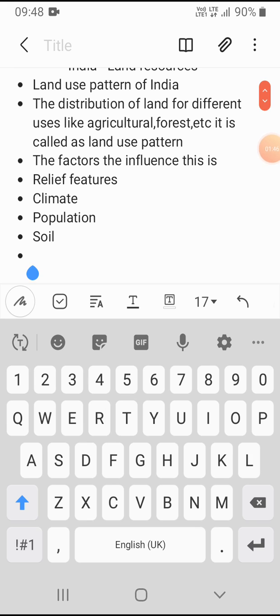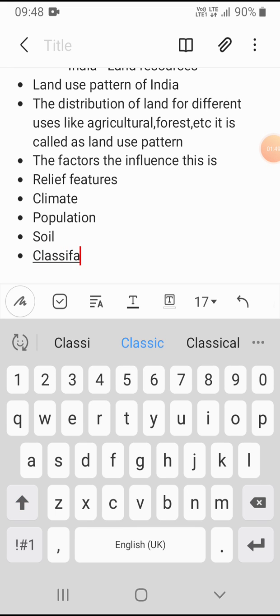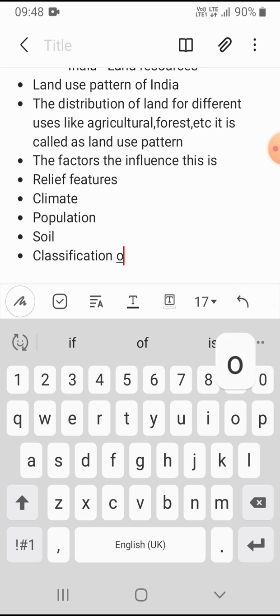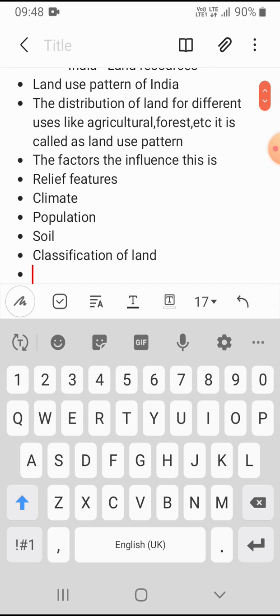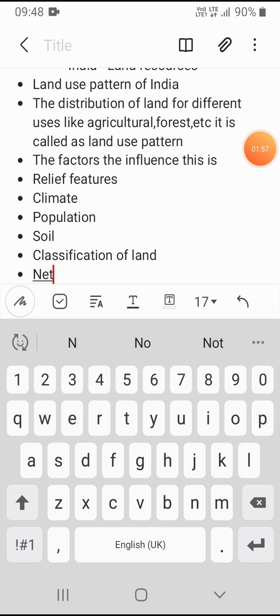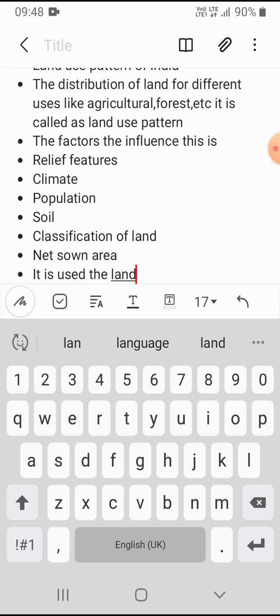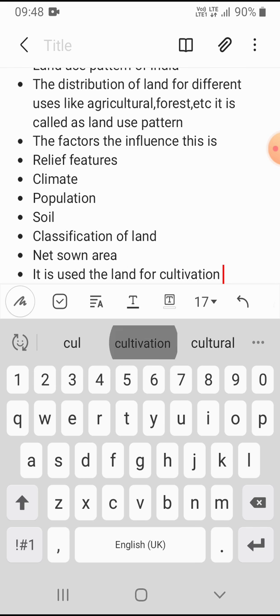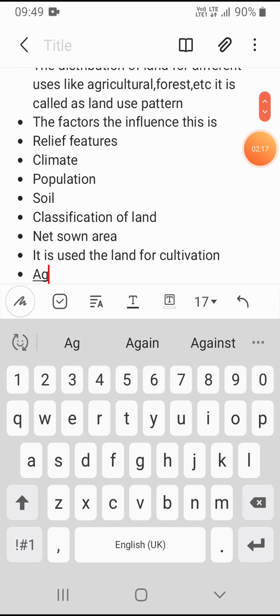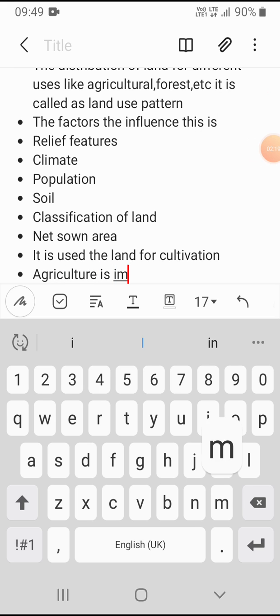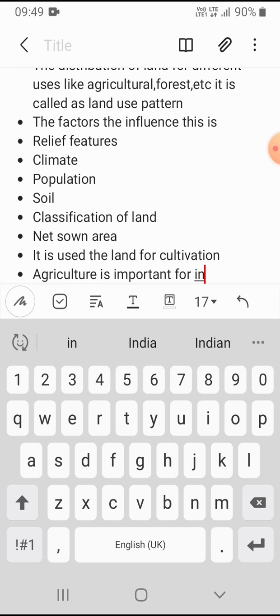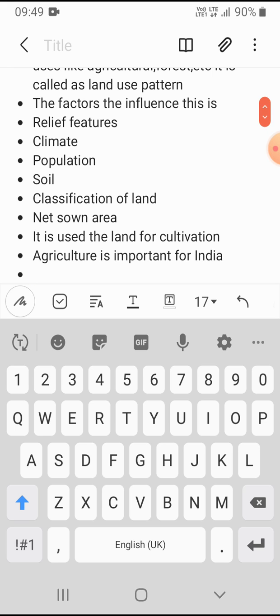So let's see about classification of land. How many types, how land is classified. The first classification is net sown area. It is the land used for cultivation. They use the land for cultivation, that is called net sown area. Agriculture is important for India.